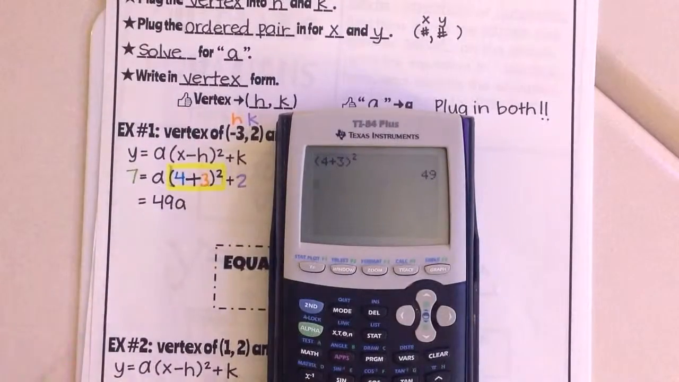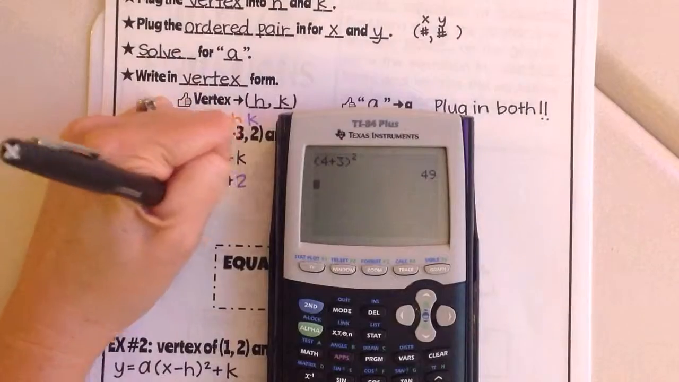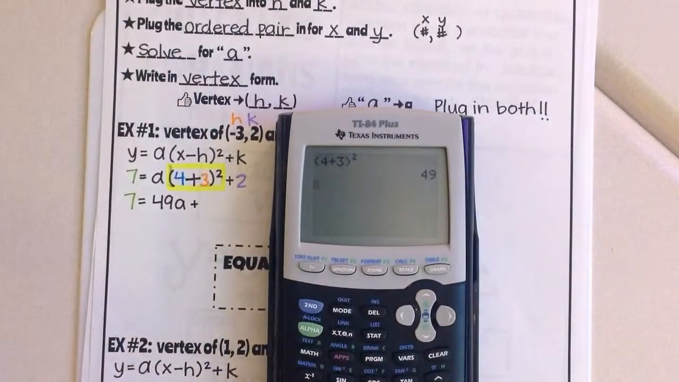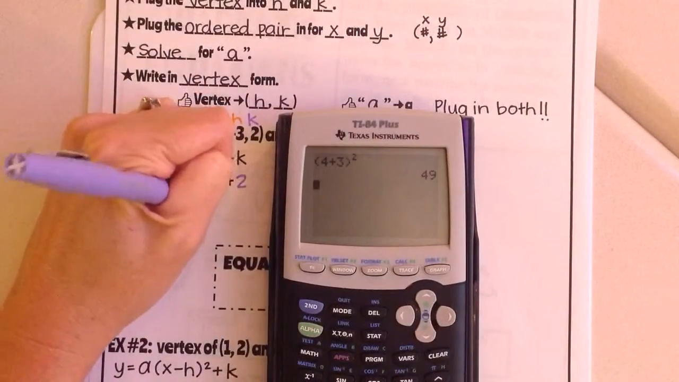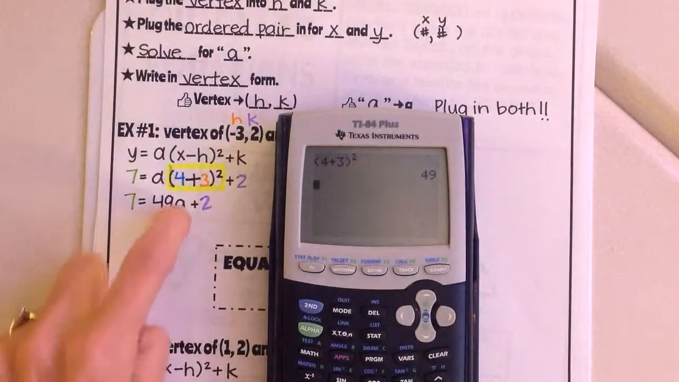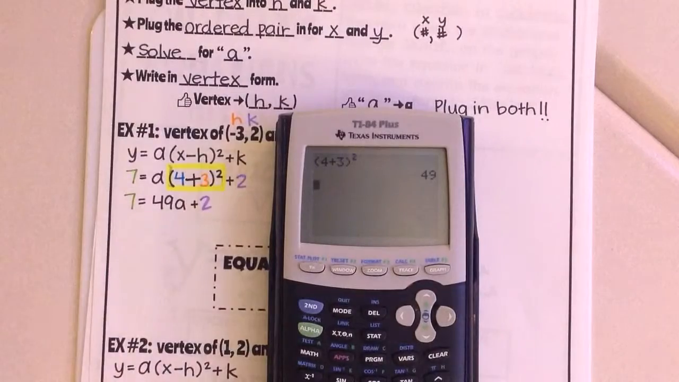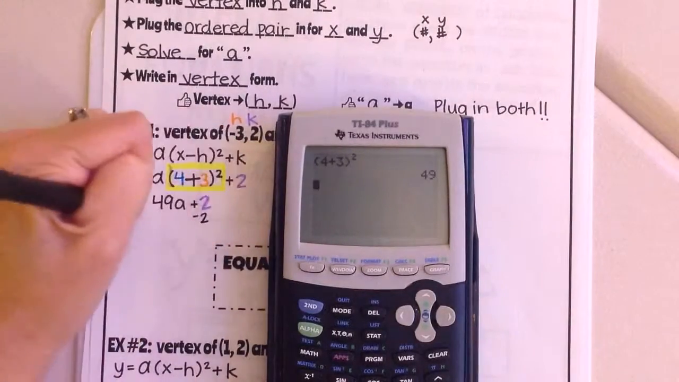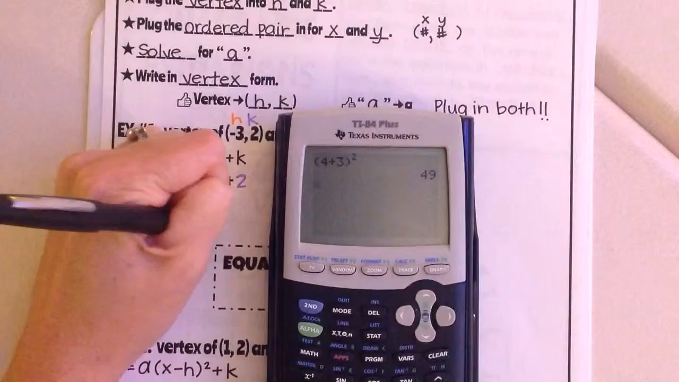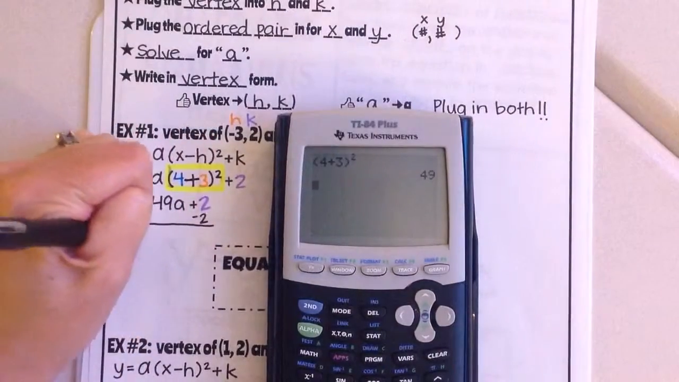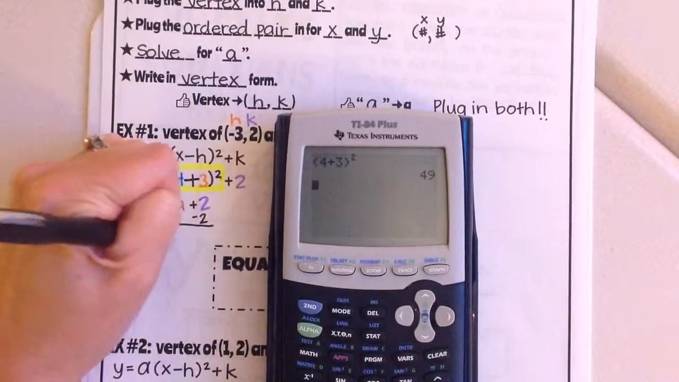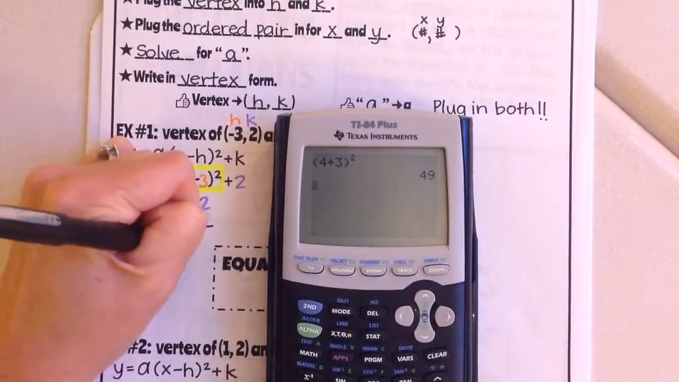And now I'm going to bring down my 7. I'm going to bring down my +2. And then I'm going to look at what do I need to start doing to solve this equation. Okay, well I'm trying to get a by itself. So the first thing I've got to undo is this addition. So I'm going to subtract 2 from both sides. And that is going to give me 5 equal to 49 times the value of a.